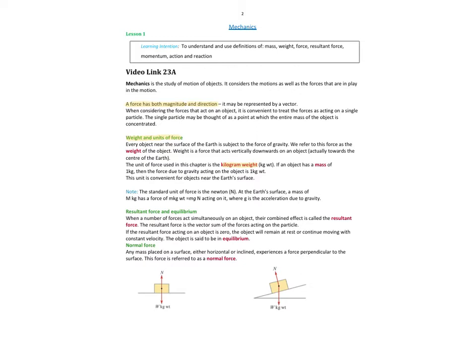In year 12, we tend to work in g newtons. So we're going to work with the kilogram weight as a unit of force, and that's the unit of force due to gravity of 1 kilogram. Now, the standard unit of force is called the Newton.